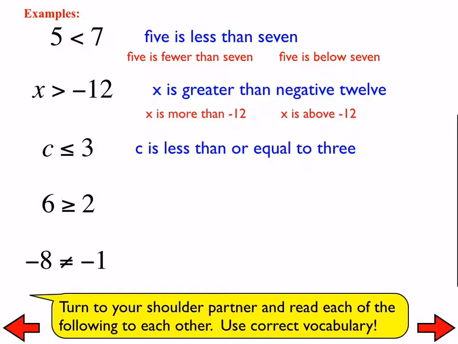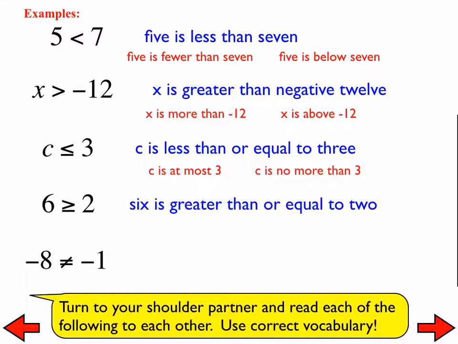All right, I'll take the easy one here. C is less than or equal to 3. Somebody give me another one. Go ahead. C is at most 3. And then there should be one other one. C is no more than 3. Good.